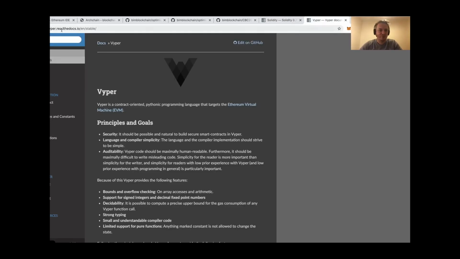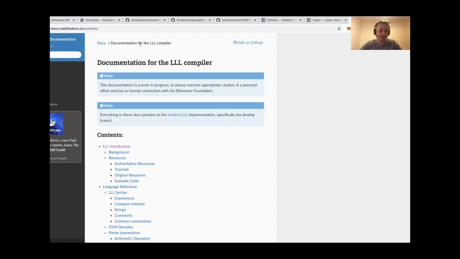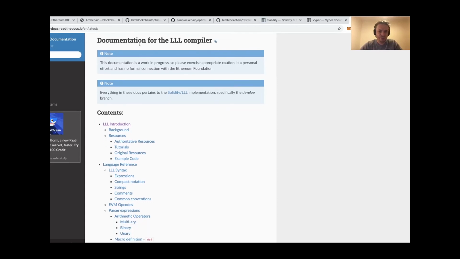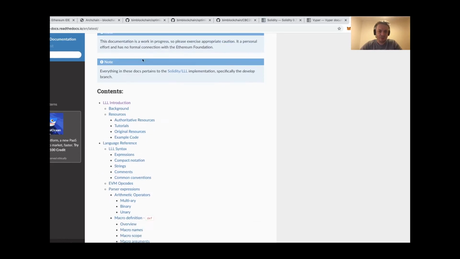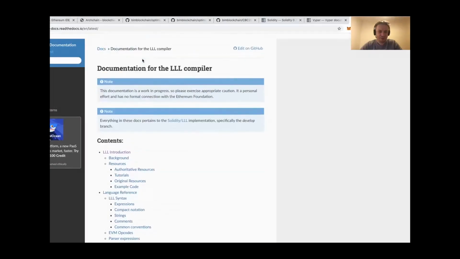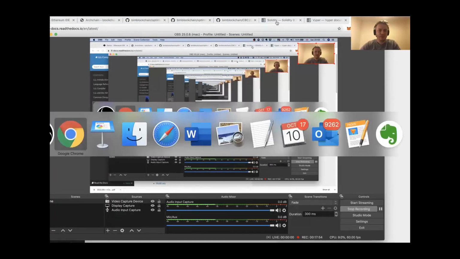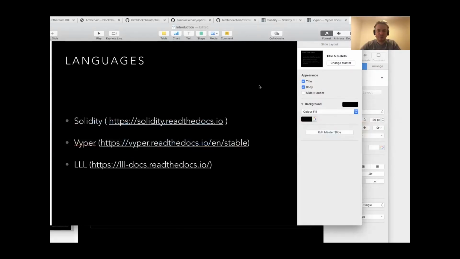Viper is at viper.readthedocs.io. Same kind of deal, very nice documentation. And LLL is located here. Be careful with LLL because it is at the moment deprecated and, from what I understand, no longer actively worked on. And we'll be back at the next lecture on environments, on how you can set up your own blockchain environment.